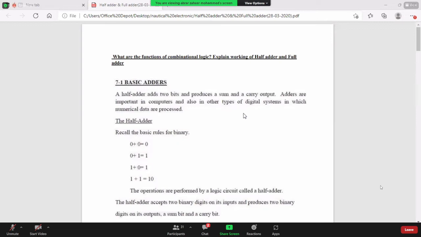Okay, so in the half adder, what is happening? 0 plus 0, the output we are getting is 0. 0 plus 1, output is 1. 1 plus 0, we are getting 1. And 1 plus 1 is what? We are getting sum is 0 and carry is 1. So these operations are performed by a logic circuit called the half adder. This half adder accepts two binary digits on its input and produces two binary digits on its output, that is a sum bit and a carry bit.